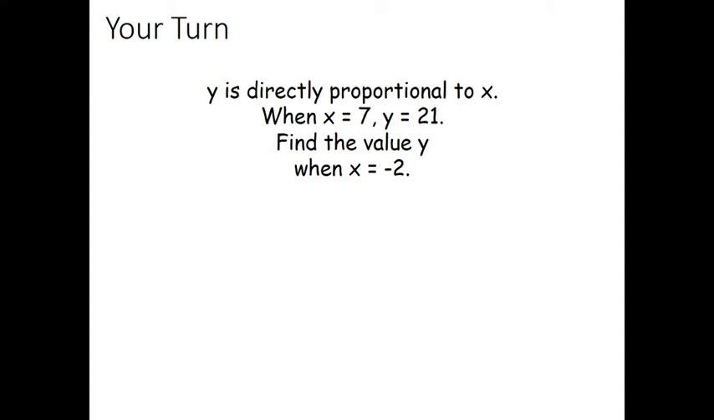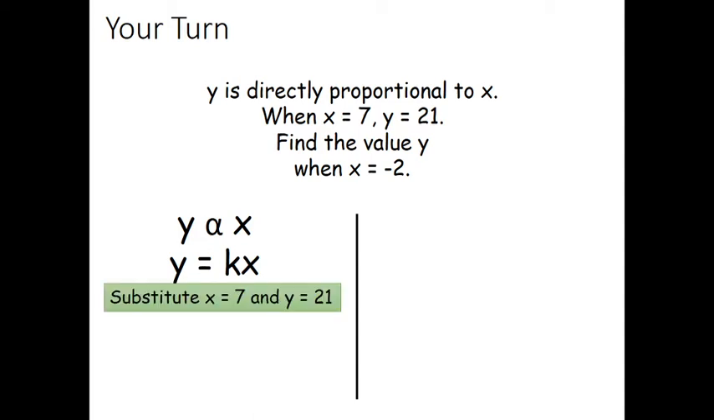Welcome back. Let's see how you got on. Should have had Y equals K multiplied by X. Import the values we know. So 21 equals 7K. 21 divided by 7 gives you 3, so we know K is 3.